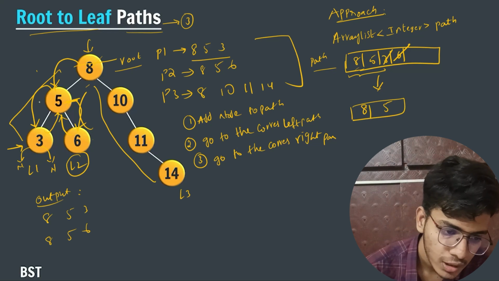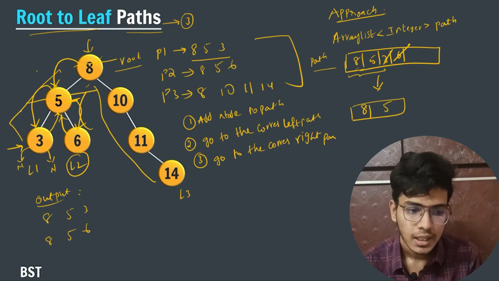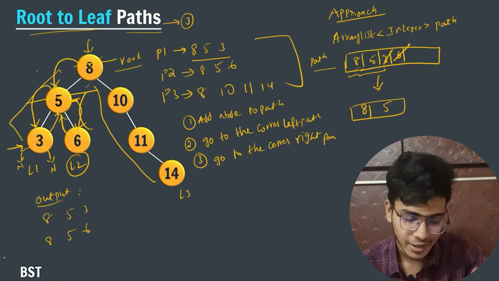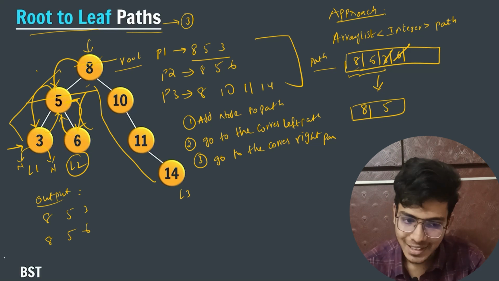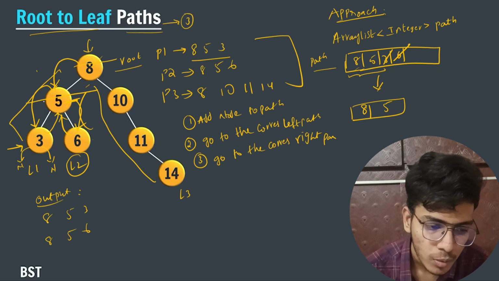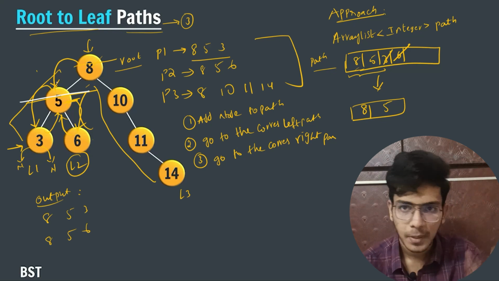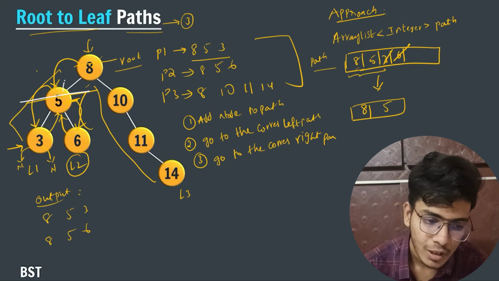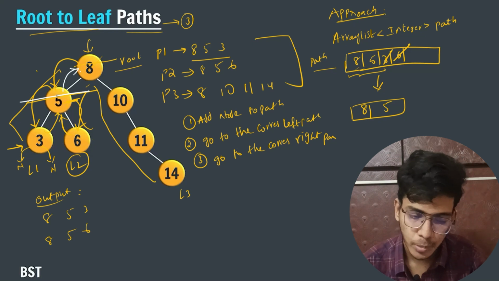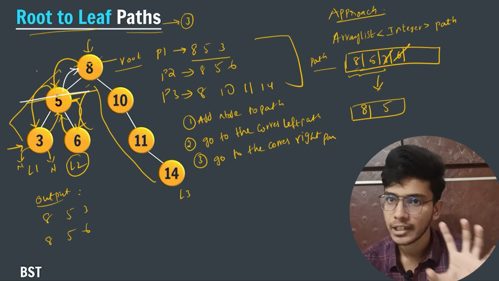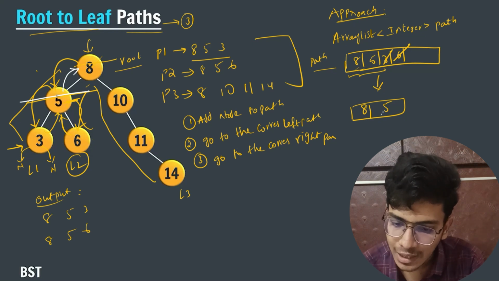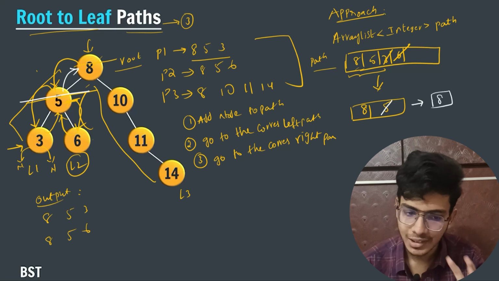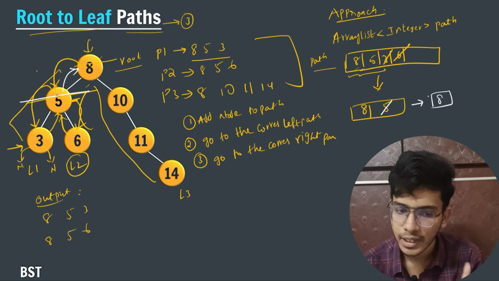Now here for this node 5, let me change the pen. It is becoming a kind of messy, right? If I draw the same thing with the same ink, it might become a little bit confusing. So at my node 5, my left part function calling is completed and my right part function calling is completed. So I will recursively come back to my previously called function, which is 8. As I come back, I will remove 5. Now I have only one element in my array list, okay?